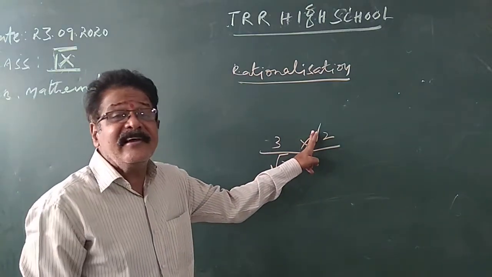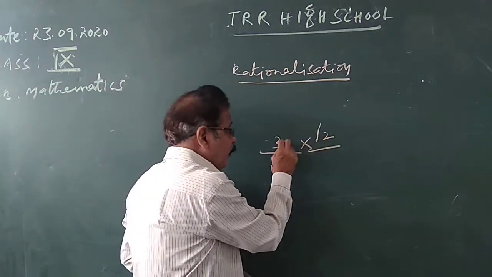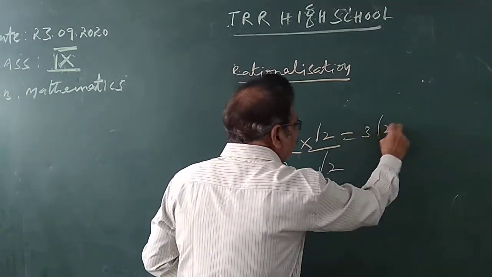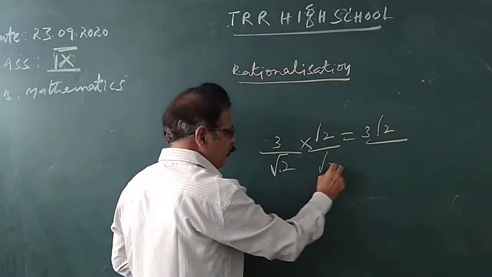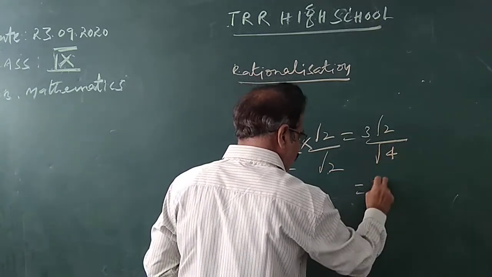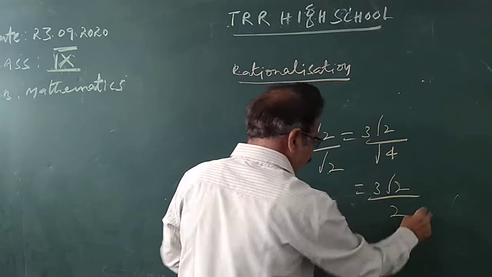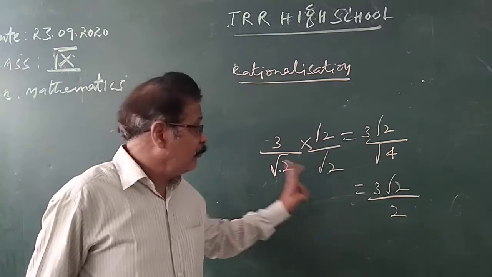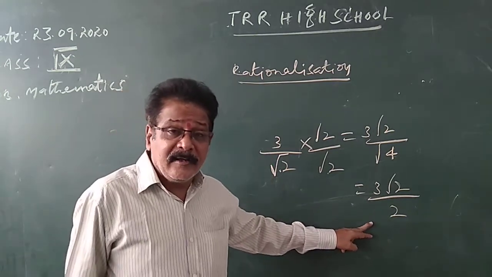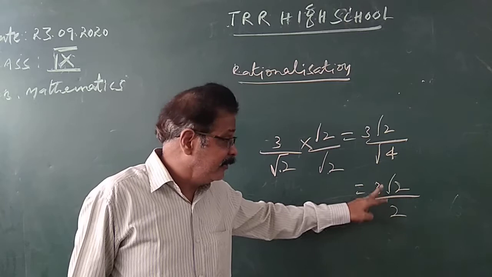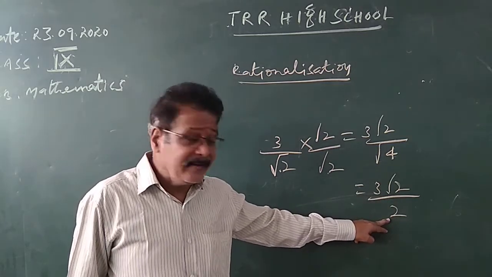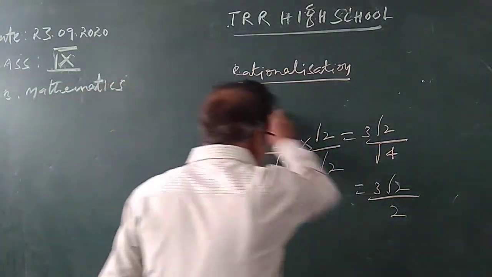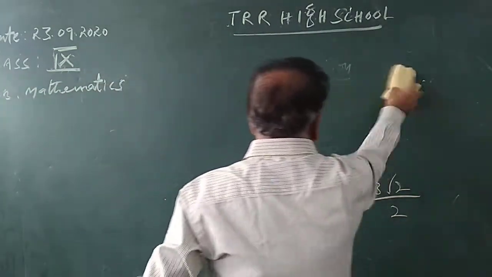RF means rationalizing factor. Multiply the numerator with RF, and the denominator also with RF. 3 into root 2 is 3 root 2, by root 2 into root 2, which is root 4. Like this you can rationalize the denominator. How can you say that the denominator is rationalized? In the denominator there is no irrational number. This 2 is a rational number. So it is rationalized.